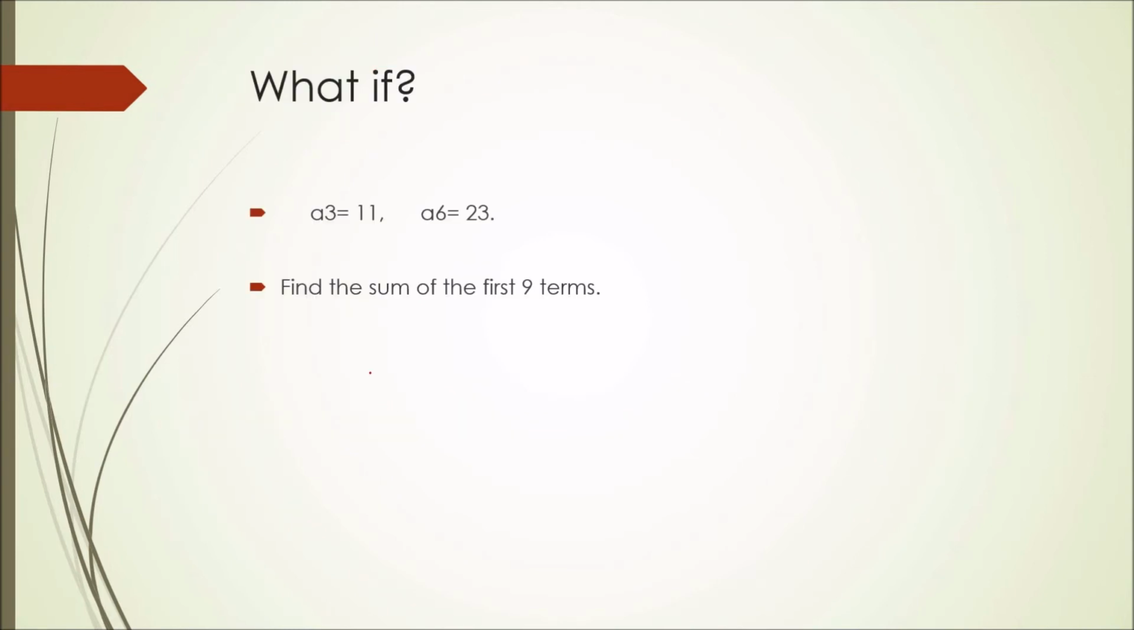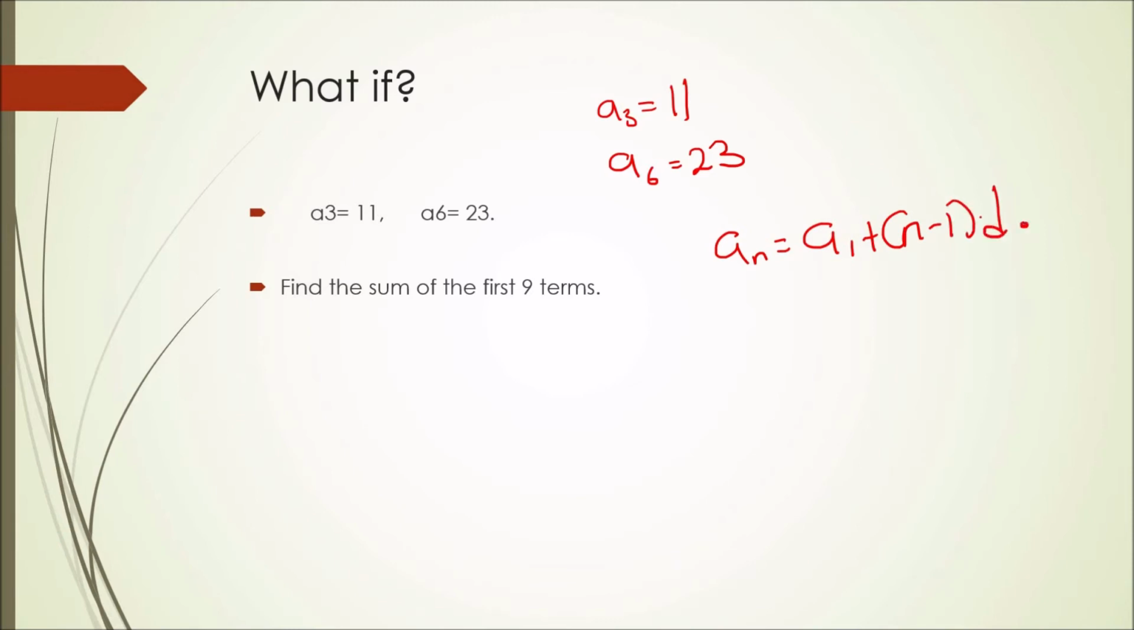Now let's move on. Now, what if they give us random values? They give us A3, which is 11. They give us A6, which is 23. Now, find the sum of the first 9 terms. Again, how are we going to do this? Now, always remember your equation. The equation AN equals A1 plus (N minus 1)D. If you can always remember this, you won't really have a problem.